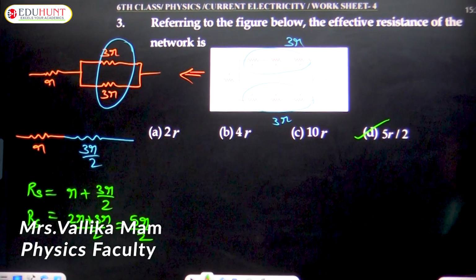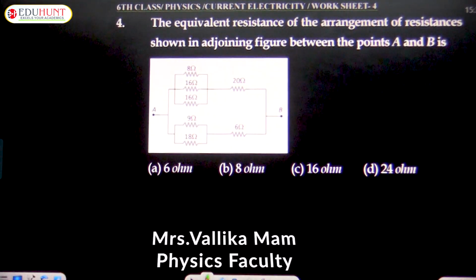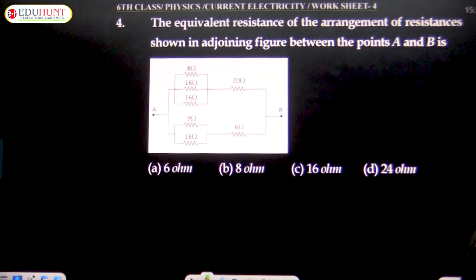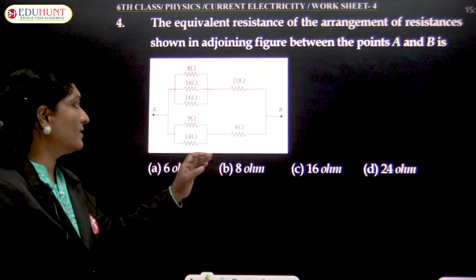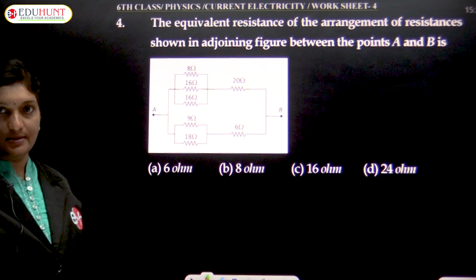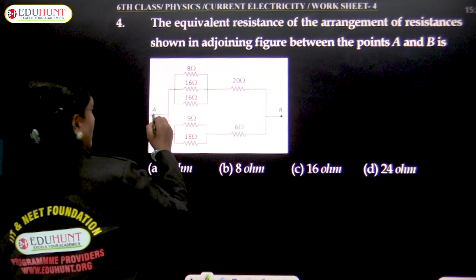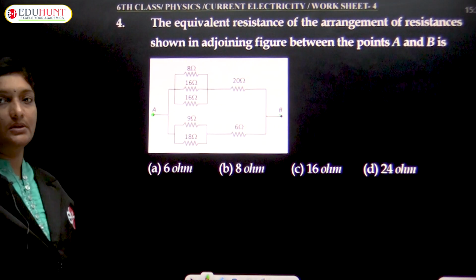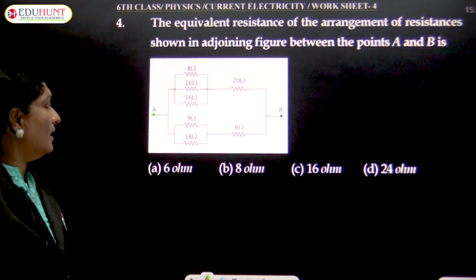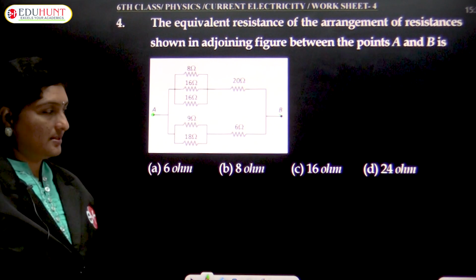So proceeding with the next numerical, that is the fourth question. The equivalent resistance of the arrangement of resistances shown in the adjoining figure between the points A and B is. Here two terminals were given, one is A and the other is B. So you have to simplify the complete circuit and find out the final answer.